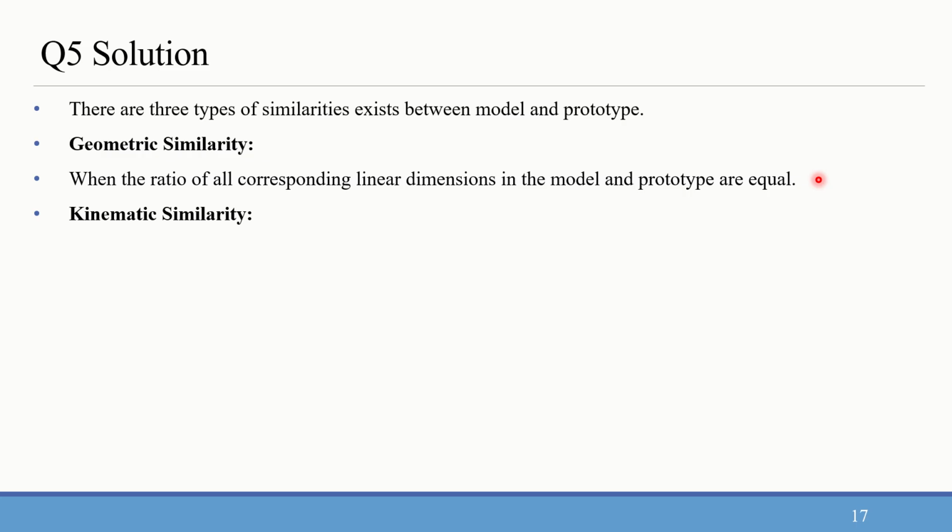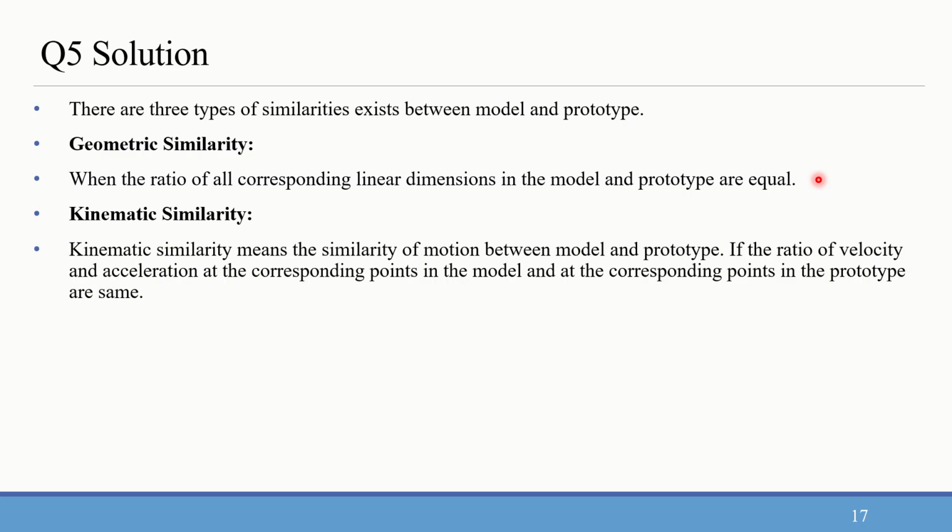Next one is kinematic similarity. Kinematic similarity means similarity of motion between model and prototype. If the ratio of velocity and acceleration at the corresponding points in the model and at the corresponding points in the prototype are the same, it means it is having a similar discharge or motion. So that is what we meant by kinematic similarity.